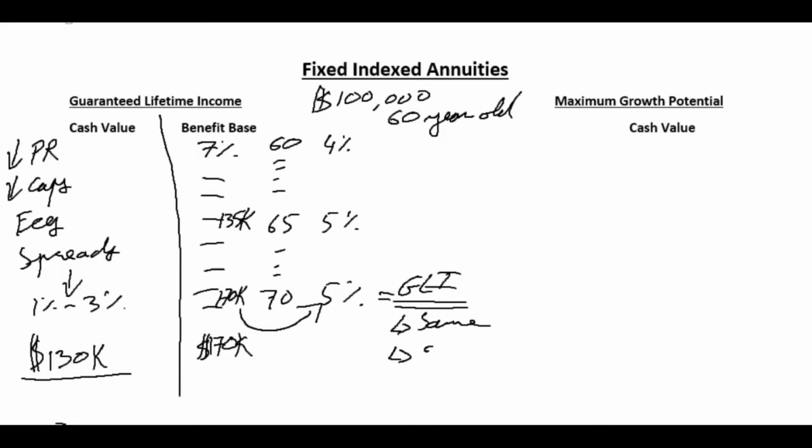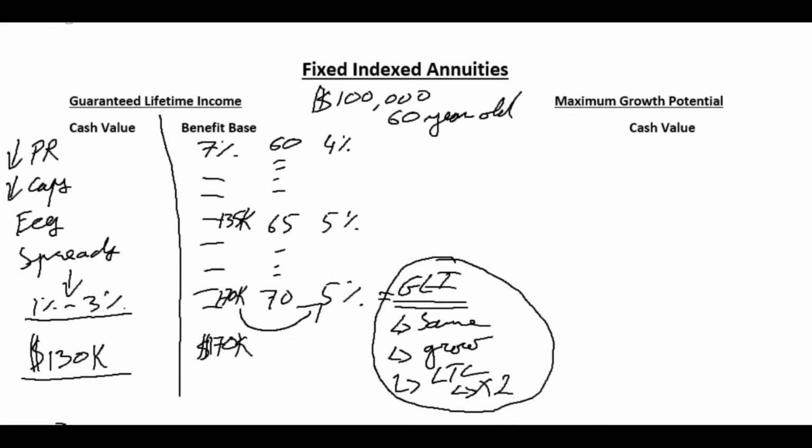Sometimes it can grow so that your income has inflation protection. And sometimes it can provide long-term care protection, meaning some companies will look at the amount of your lifetime income and maybe double it for long-term care purposes. So in exchange for low growth, you get these benefits. And for some people, they are worth it. For others, they are not.